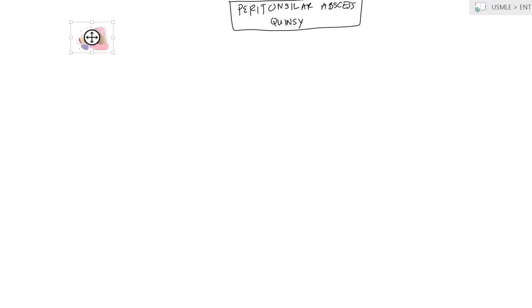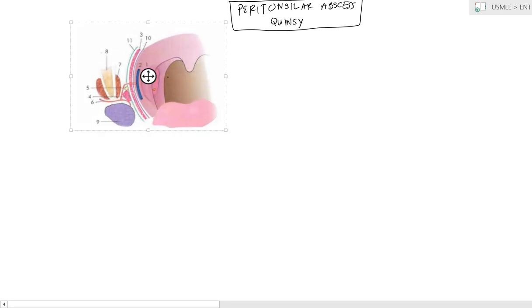So here's a little diagram. Right here, this is your tonsil, and this is the superior constrictor muscle. This area right here is called the peritonsillar area. So peritonsillar abscess is basically when an abscess is formed here. And that's just the simplest definition.